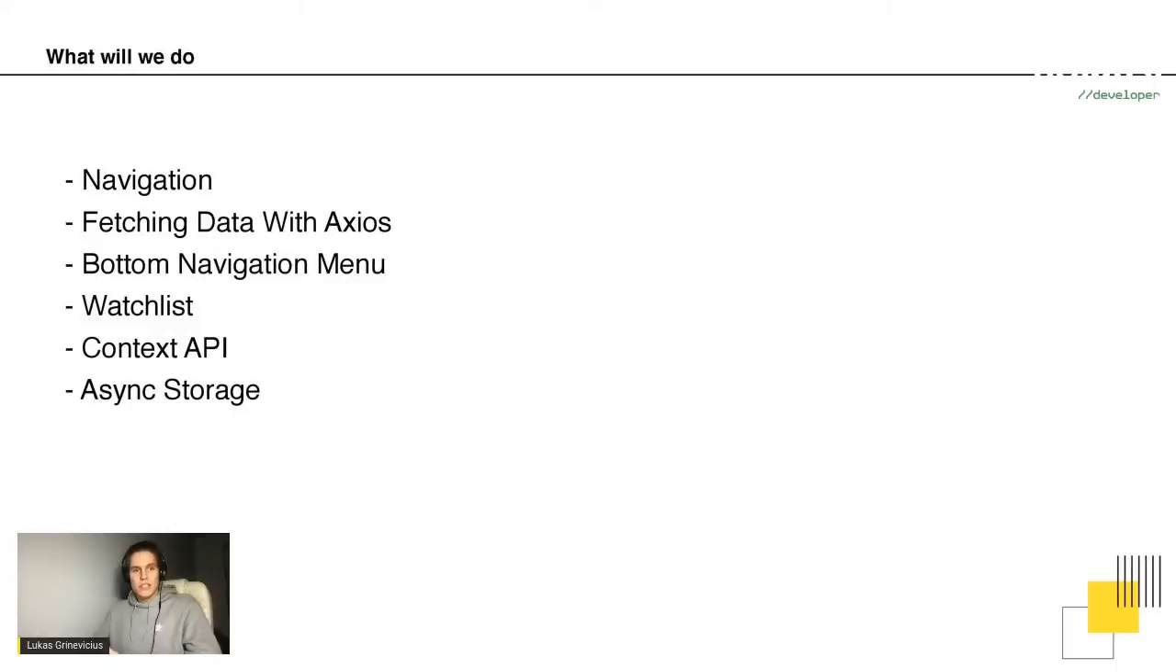After that, we are going to introduce a bottom navigation menu, which most of the applications these days have. And I think it's pretty important to show how it's done, how it's implemented. Especially since some things changed from version 5 to version 6, so we're going to use the newest version, of course. And I hope you'll enjoy it.